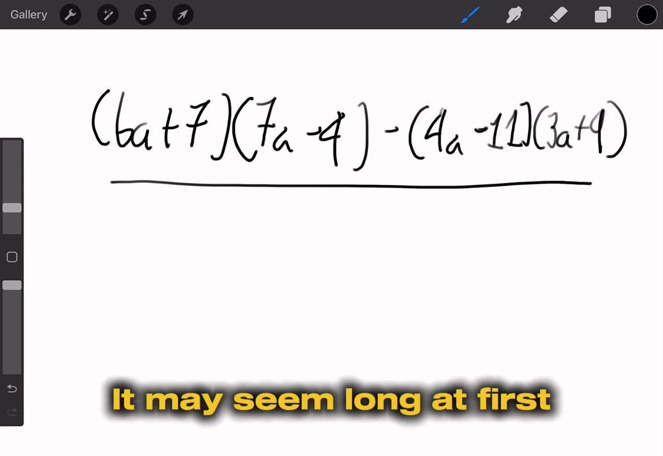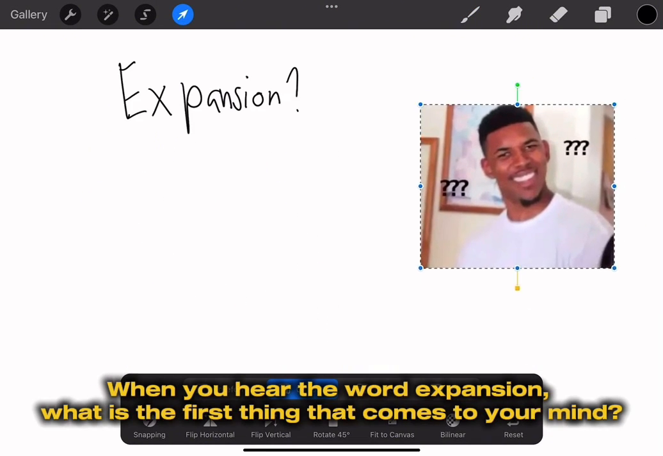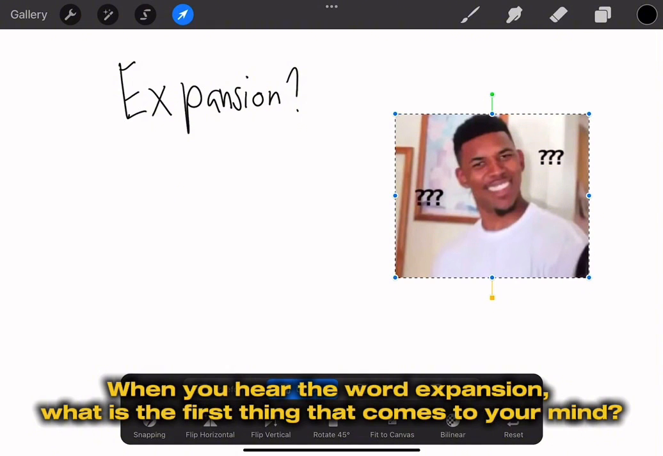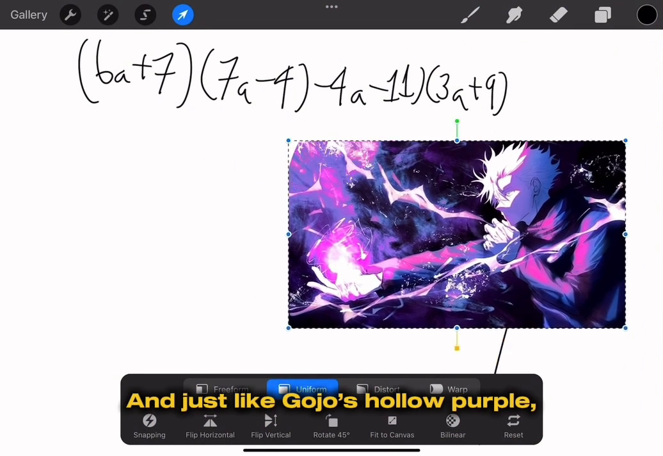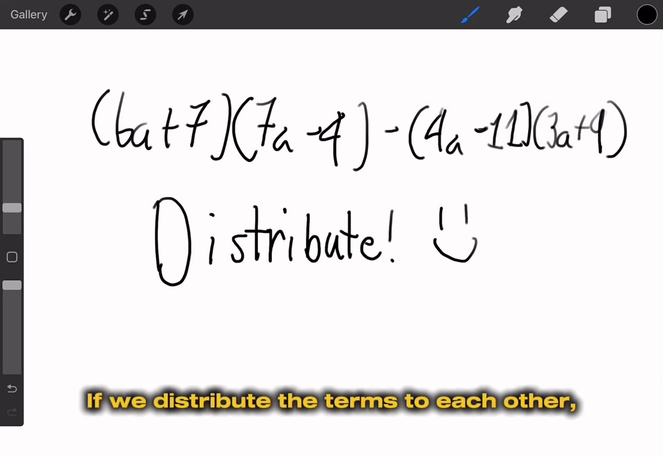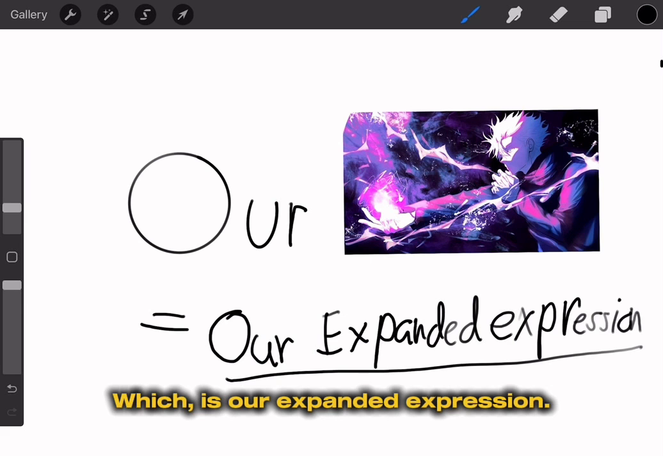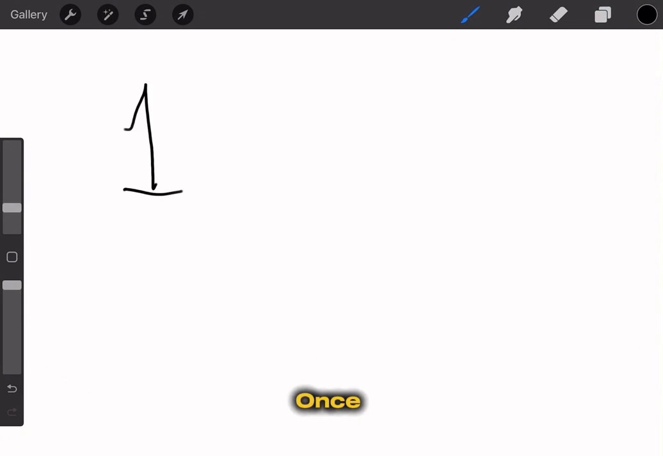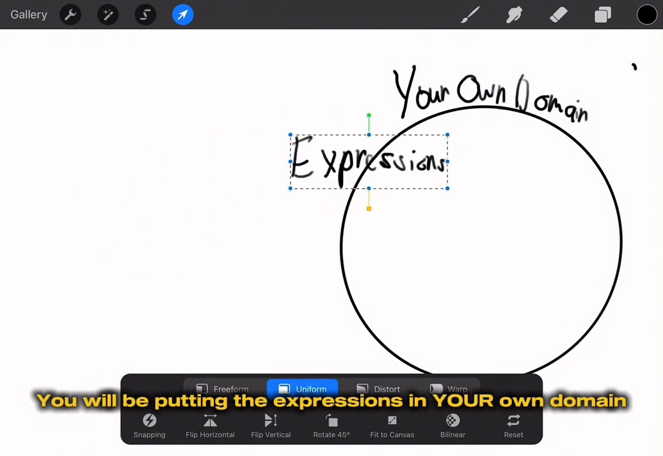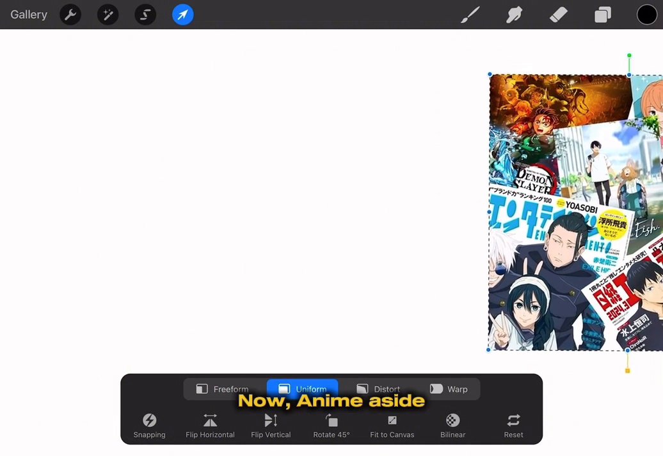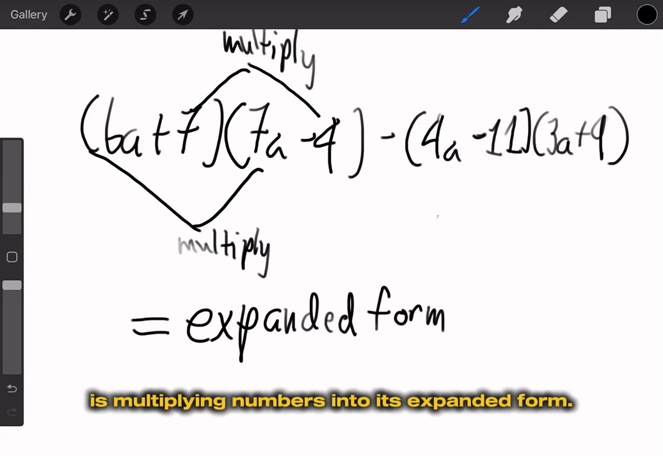It may seem long at first, but don't worry gang, I'll break it down for y'all. When you hear the word expansion, what is the first thing that comes to your mind? Domain expansion, of course. And just like Gojo's hollow purple, if we distribute the terms to each other, we will get our hollow purple, which is our expanded expression. Once you understand how to expand quadratic equations, you'll be putting the expressions in your own domain.